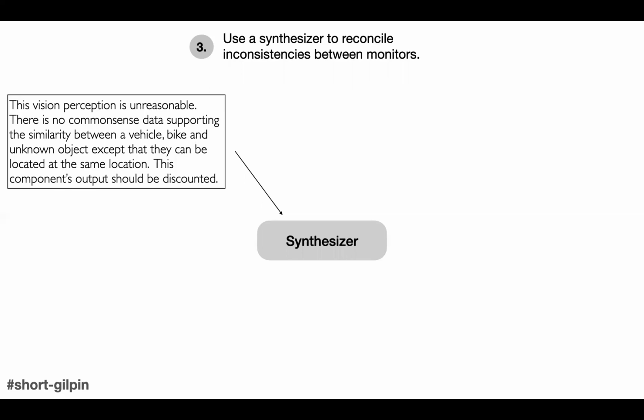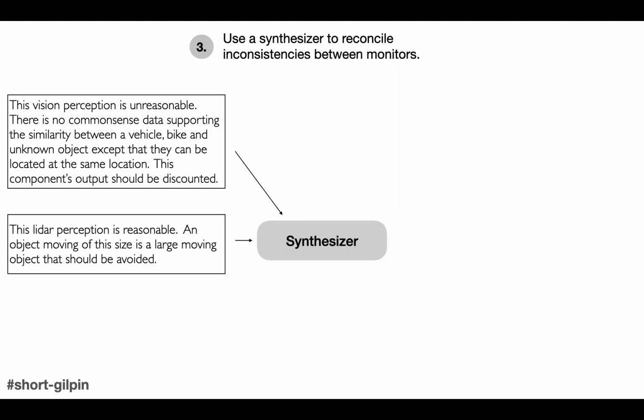The first explanation that we got from the vision system says here that the vision perception is unreasonable because there's no common sense data supporting the similarity between a vehicle, a bike, and an unknown object, except that they can be located at the same location. And it actually indicates that the component's output should be discounted. Now I'm showing this in natural language for a case of demonstration, but these are actually processed in symbolic triples, which I'll show on the next slide.